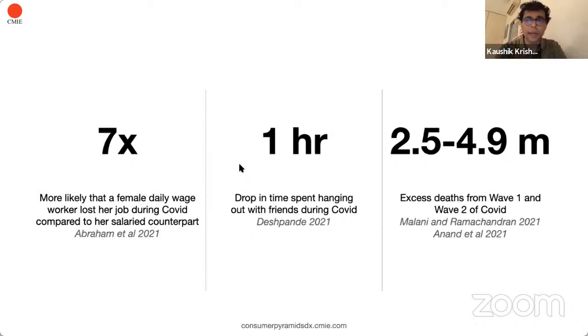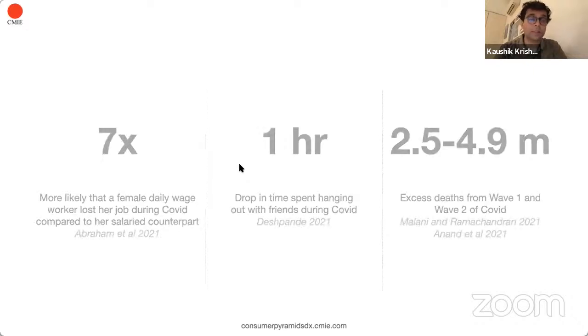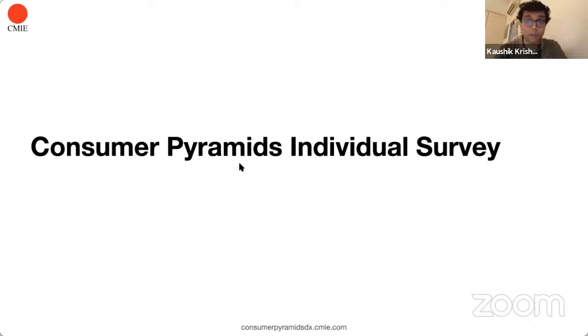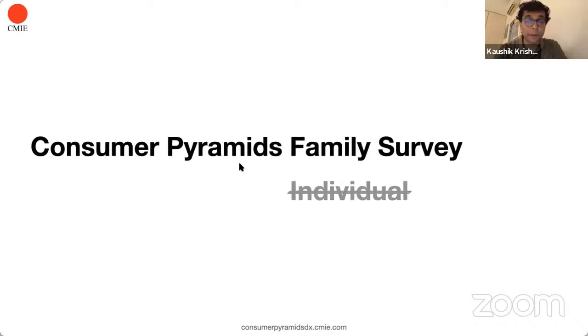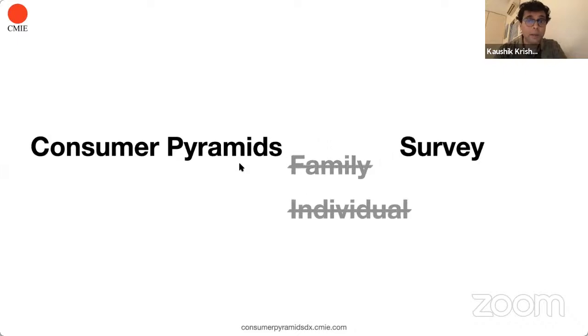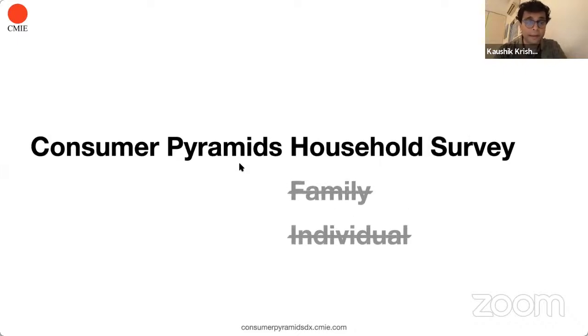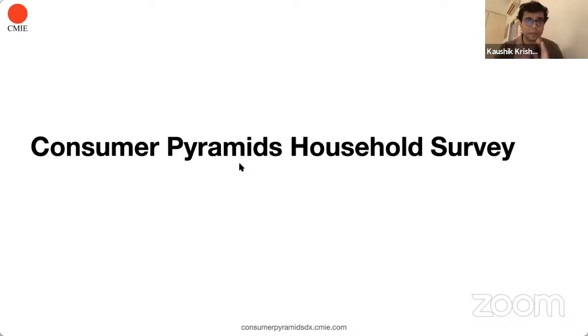So the question is, how do we come up with these kinds of results from a household survey? Because after all, this is not called the Consumer Pyramids individual survey. It's not called the Consumer Pyramids family survey. It's called the Consumer Pyramids household survey, right? And let's put things in perspective again before we dive into this thing called the member roster.